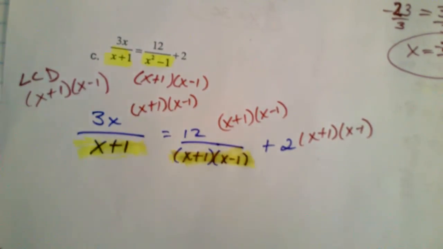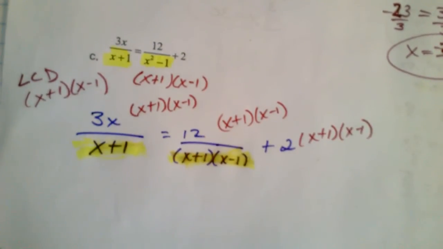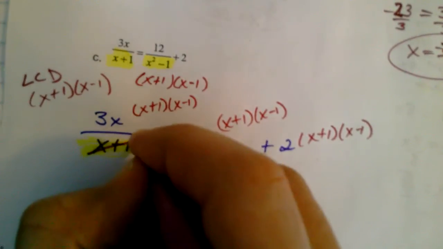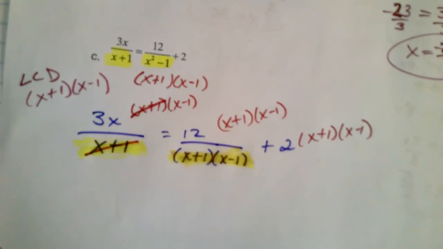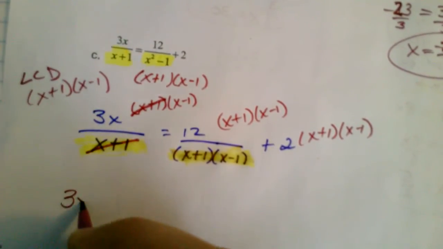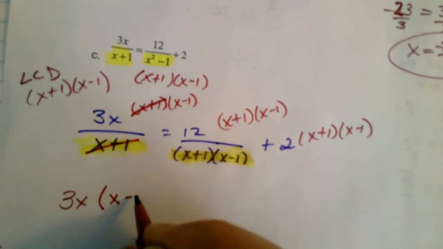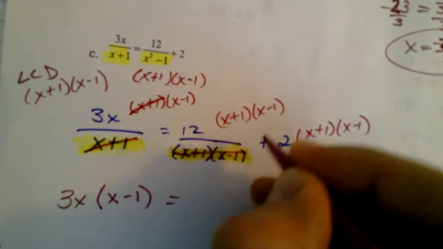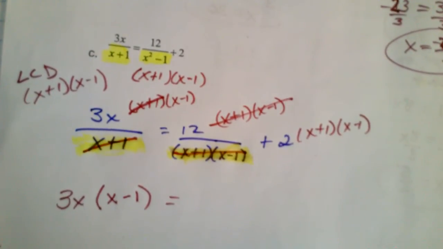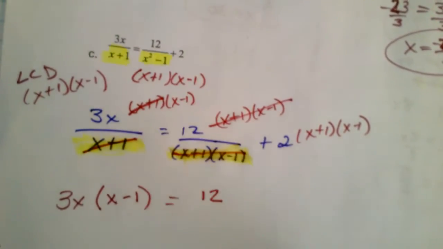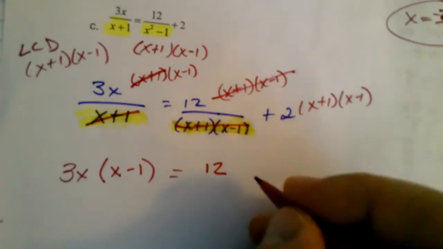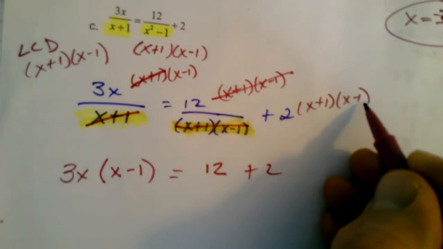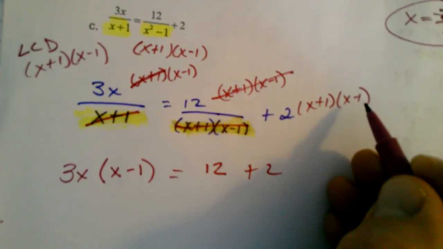Okay, and then I wave my fingers. Anything that's highlighted disappears. I've got 3x times x minus 1. Karate chop those, that gives me 12. And now I've got this 2 times these guys, okay?